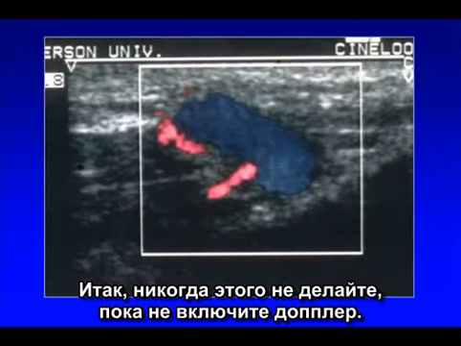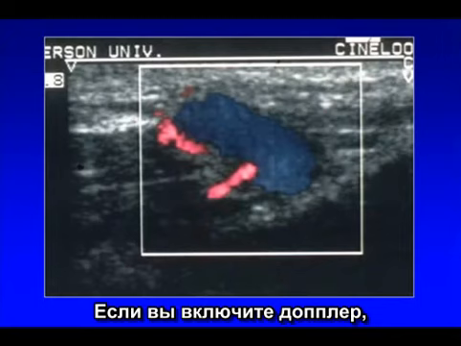Here's a woman who had a palpable mass that was only intermittent in the chest wall, and we had her create the mass, which she was able to do by increasing her intrathoracic pressure. And when she did that, this mass popped out, and it looked like a cyst. And of course, the patient says, well, can you drain this for me and make it go away? Well, never do anything like that until you put on the Doppler.